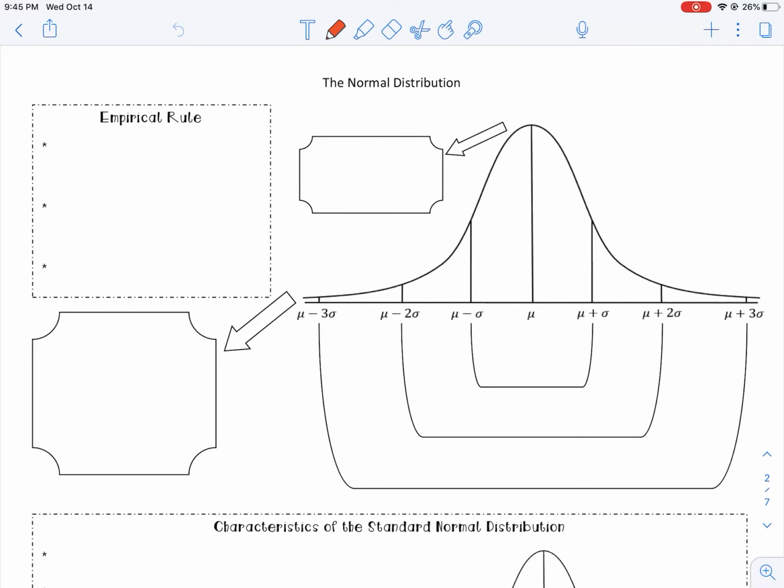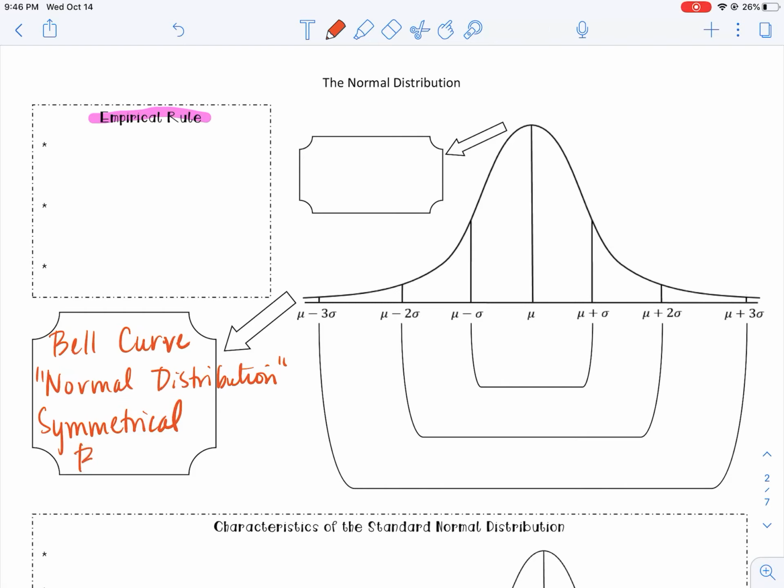The topic of this video is normal distribution and more specifically the empirical rule, which is what these notes are about. Everything that we're talking about is based on this normal distribution curve, or a bell curve. So here what you're looking at is a bell curve, which is also known as a normal distribution curve. This is a symmetrical, bell-shaped curve that describes data.